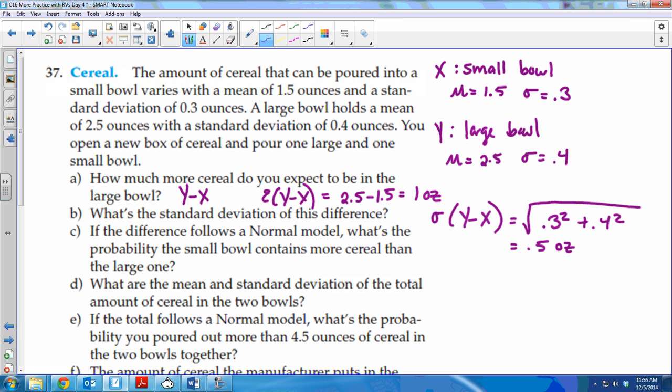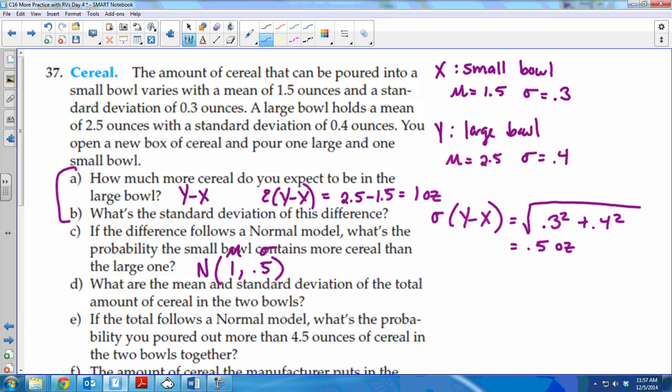Now on C, if the difference follows a normal model, what's the probability that the small bowl contains more cereal than the large one? Before we get there, remember a normal model was defined by the mean and standard deviation. So we're using the mean and standard deviation of the difference, which we had on parts A and B. My mean would be 1 and my standard deviation would be 0.5. Does that notation look familiar? Mean, standard deviation. N represented the normal model. That's what model we were using. You're going to see a lot more notation like that in the next chapter.